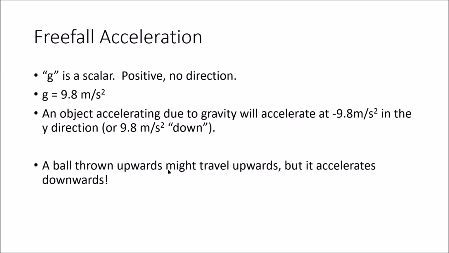So a ball thrown upwards might travel upwards, but it accelerates downwards the entire time. Now remember going back to those car examples where we talked about when things have positive acceleration and negative velocity, or negative acceleration and positive velocity. This is definitely one of those cases. Imagine, if you will, well actually, I can sit here and wave my arms around to show this. Imagine you have an object. You throw it up into the air. Throw it up like that.